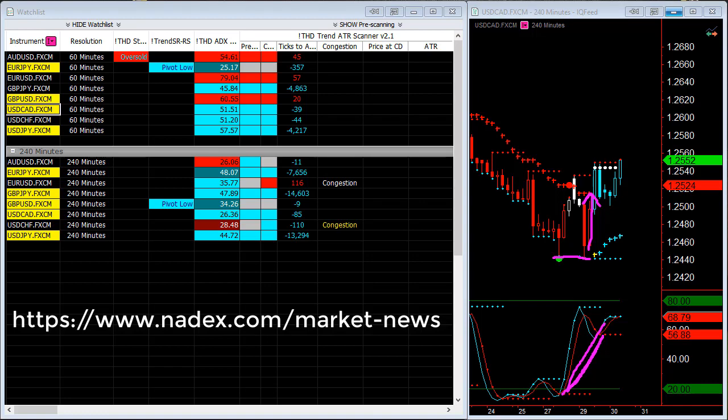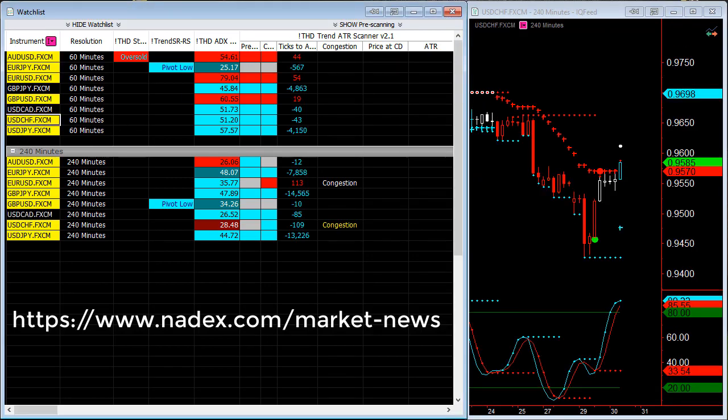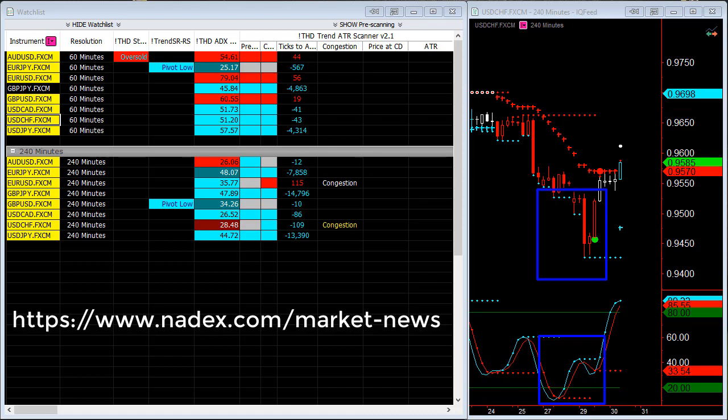Then you have the USD Swiss franc, and all of these pairs really had similar patterns on them. For example, here you're making new lows. Here is that trend divergence again. And this is what I'm looking for that shows me how they're positioning themselves going into this market report.